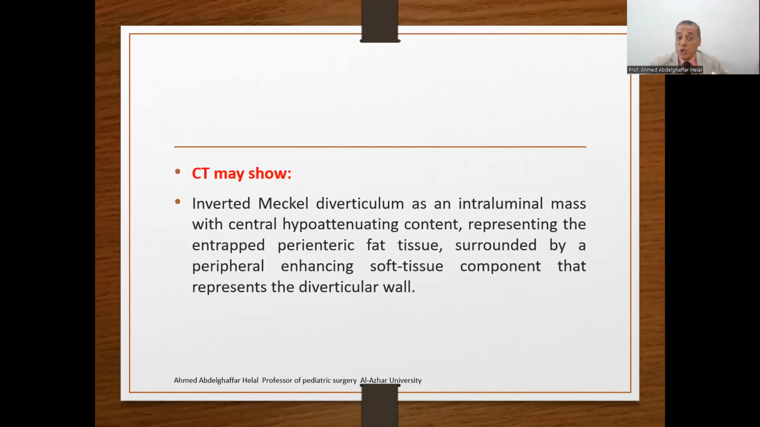The CT may show the inverted Meckel diverticulum as an intraluminal mass with central hypoattenuating content representing the entrapped perienteric fat tissue, surrounded by a peripheral enhancing soft tissue component that represents the diverticular wall. This is very sophisticated and advanced data related to the use of ultrasound and CT, trying to identify Meckel as the cause of intussusception. However, in most cases, the cause is diagnosed intraoperatively.